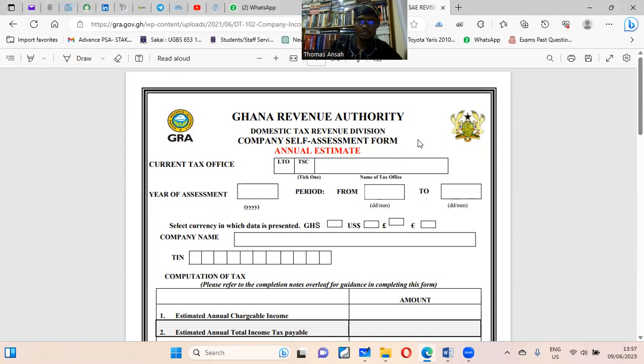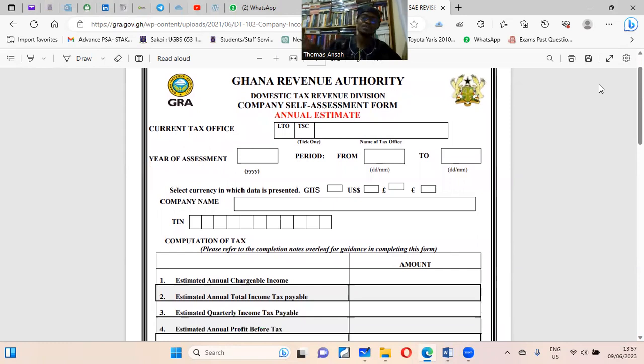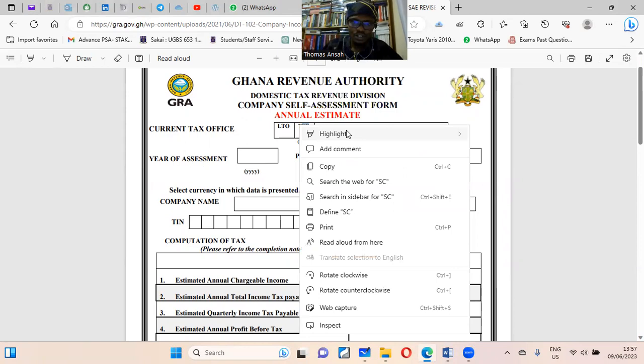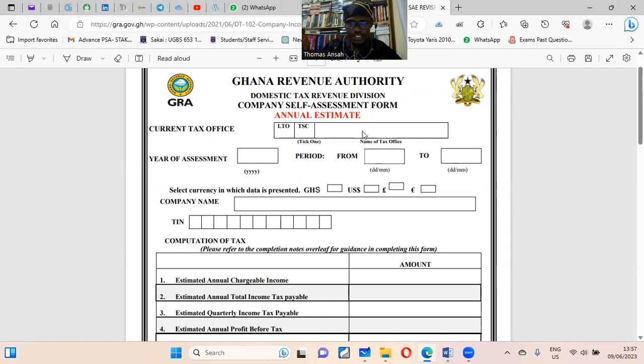So when they ask what are the features of an assessment, these are the features. Your service center, tax service center. You select your service center, if it is Tema Tax Service Center 2, you put it there. Year of assessment is also on the return form. So don't look at this and go to the exams. They ask you, what are the features of a return? And you have nothing to write. These are the features. Year of assessment is there.